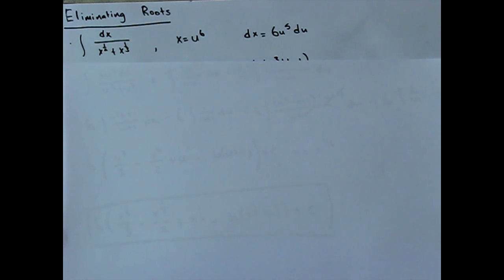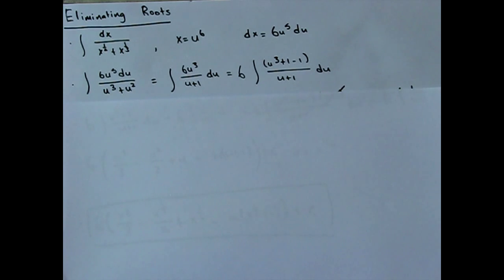The next method of integration would be eliminating roots. Here's an example: the integral of 1 over x to the 1/2 plus x to the 1/3. Here we allow x to be equal to u to the 6th. So dx is equal to 6u to the 5 du.